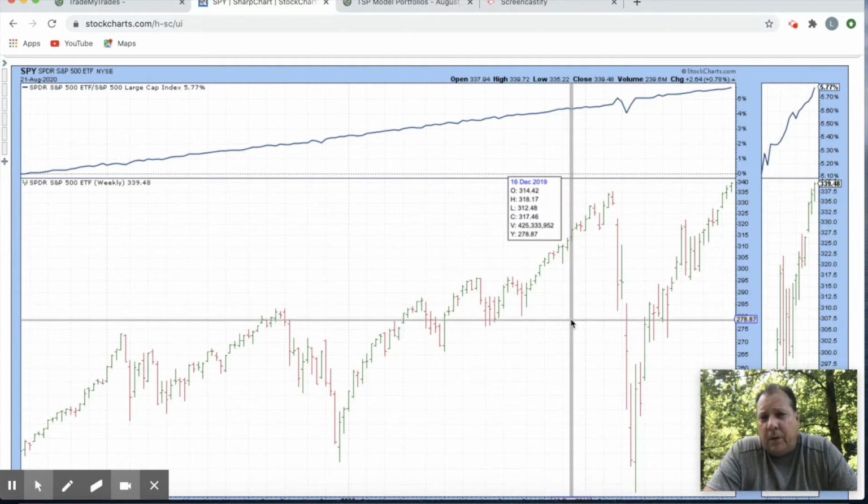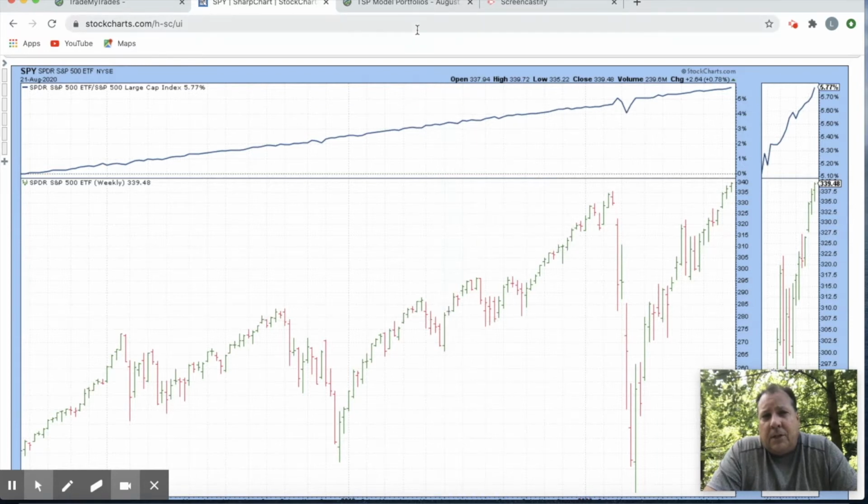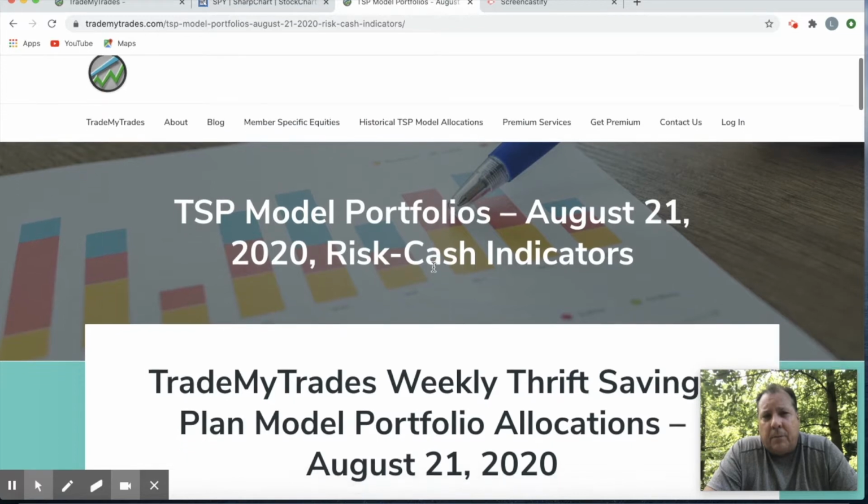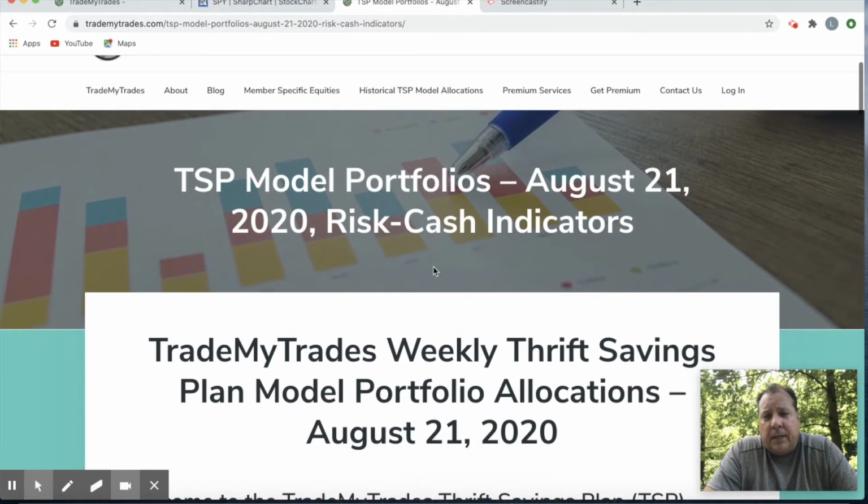But we do know when we use the risk cash indicator that we are prepared. That's what's great about this system. And it's really great how we can self-manage our portfolios using the risk cash indicator. So I want to show you what I posted earlier today for the federal employees that are members of Trade My Trades and Premium Services.